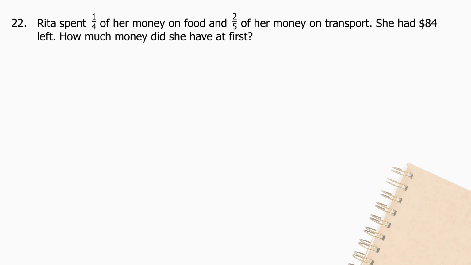Question 22. Rita spent 1/4 of her money on food, and 2/5 of her money on transport. She had $84 left. How much money did she have at first?